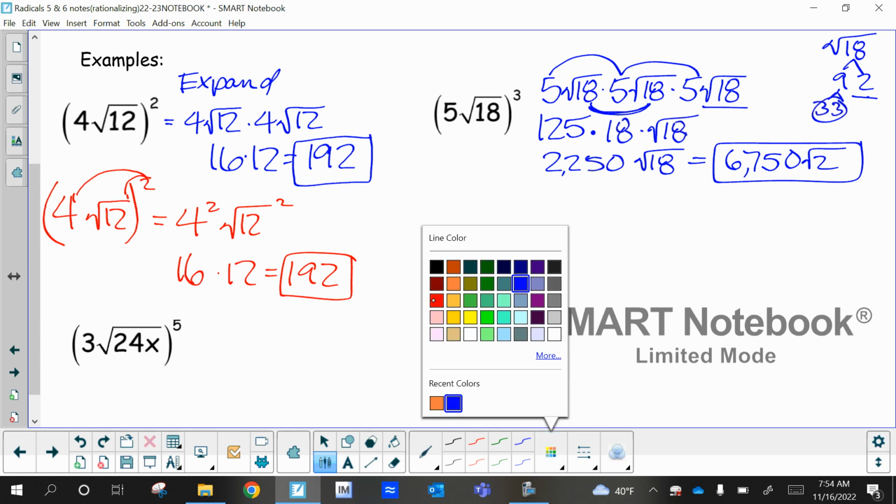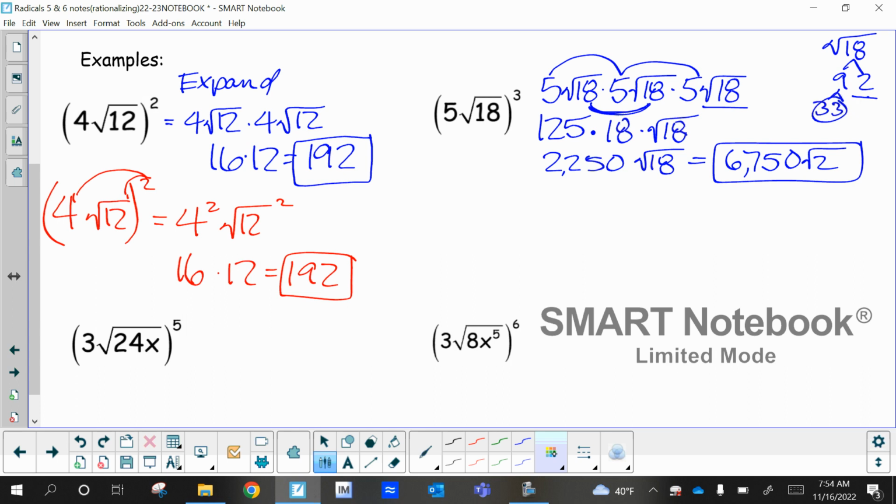Okay. Now let me show you the distributing way. So you have another option. So you're going to distribute the 3 to both of those. So you get 5 cubed. And then you get radical 18 to the 3rd power. Okay. Now think about it. It's kind of the same way as when you took half of the exponents. Half of 3 is 1 and a half. You see that?